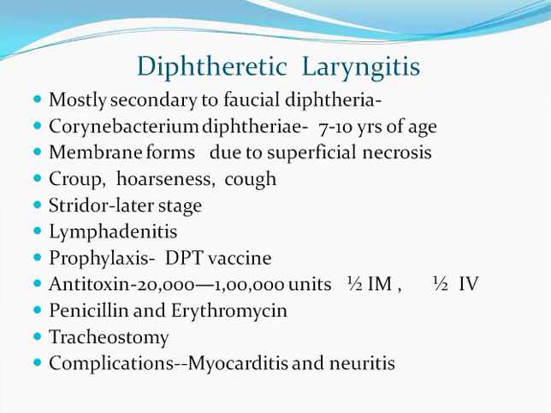But whenever you find and confirm your diagnosis of diphtheria, then you have to give the antitoxin, about 20,000 to 1 lakh units, half of the dose intramuscular and half of the dose IV. Penicillin and erythromycin are the drugs of choice for diphtheria. Tracheostomy nowadays is very, very rarely required, because if there is a stridor, sometimes these patients are put on ventilators. Complications like myocarditis and neuritis are seen in these diphtheritic patients.